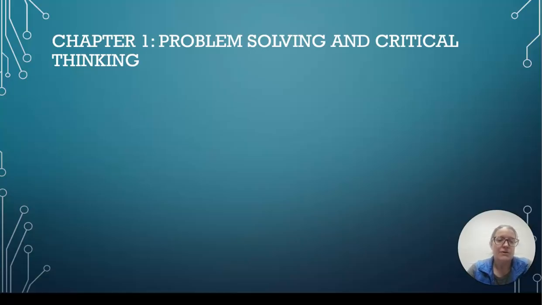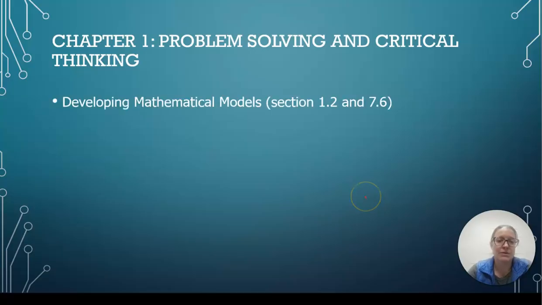And then the other topic, I guess, that tends to trip students up is developing mathematical models. This is going to be sections 1.2 and also section 7.6. Now, yes, I realize that 7.6 is not sequentially right after 1.2, but I do pair them together because both of those are asking you to develop mathematical models.